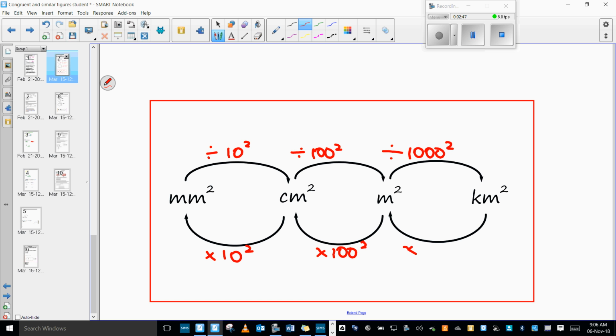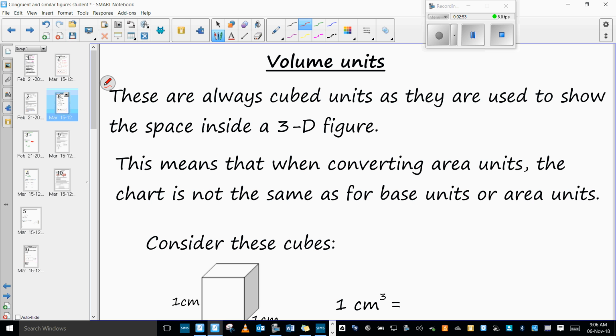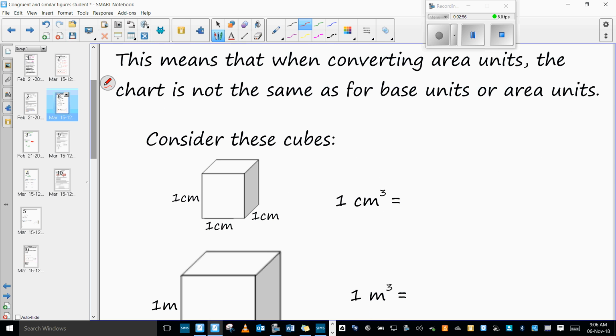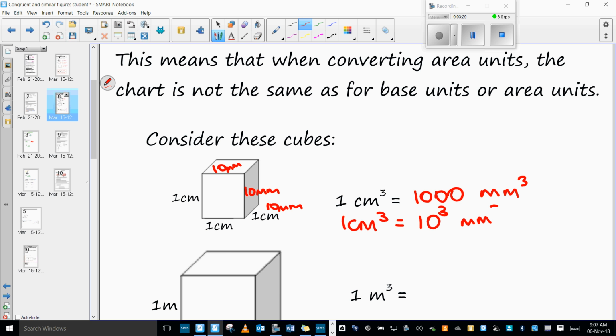Alright, so we've done length, we've done area. Next one is obviously volume. No surprise what we're going to do here. This is 1 cubic centimetre, 1 centimetre cube. So this is equivalent to 10 millimetres, 10 millimetres, and 10 millimetres. Okay, so this would be 1,000 millimetres cubed, or in other words, 10 cubed millimetres cubed. Hopefully we're seeing a little pattern here.